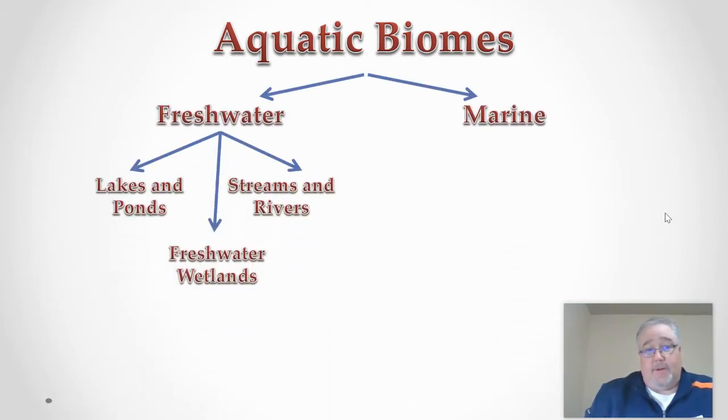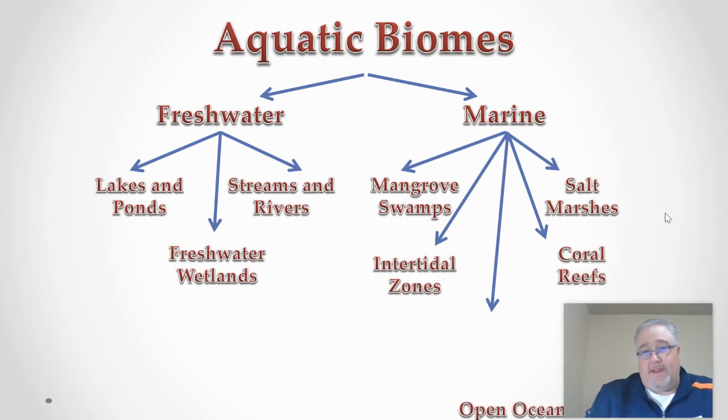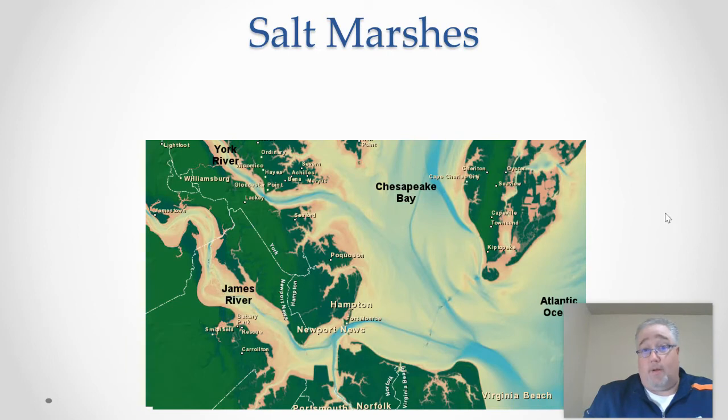So again, yesterday we talked about all the biomes on the left. Today we're going to talk about these five just briefly. I'm not going to go super in depth into each one of these, but just give you a general description of what each one is. All right, so we'll start with something called a salt marsh.